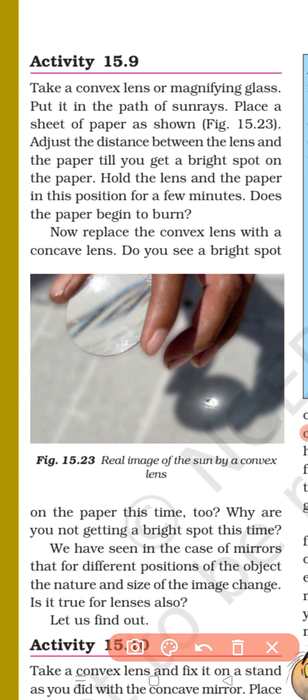Does the paper begin to burn? Yes, the paper will begin to burn. Okay. So why does this paper burn? When the image of the sun is formed on the paper, why does the paper burn?